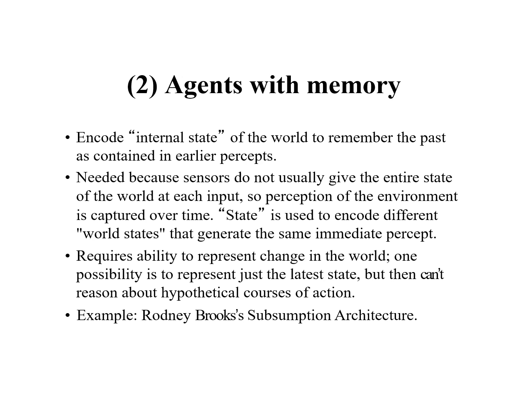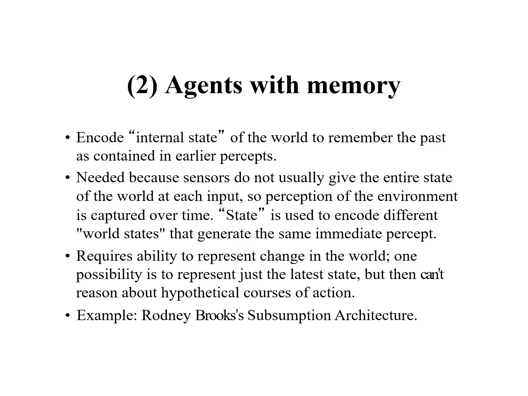One possibility is to represent just the latest state, but then it can't reason about hypothetical courses of action. Example, Brooks's Subsumption Architecture. Okay, here the internal state encodes the world to remember the past as contained in the earlier percepts. It is needed because sensors do not usually give the entire state of the world as input.